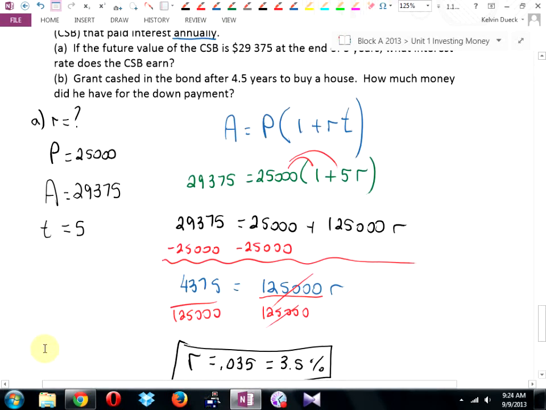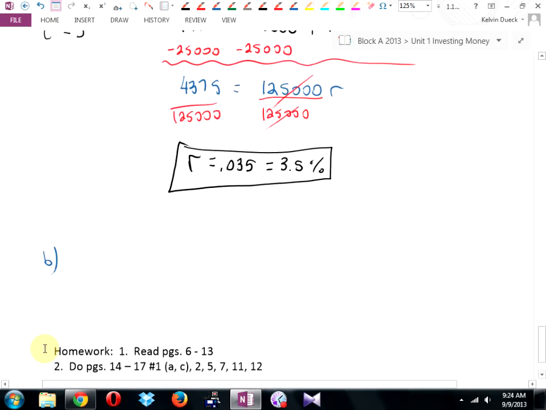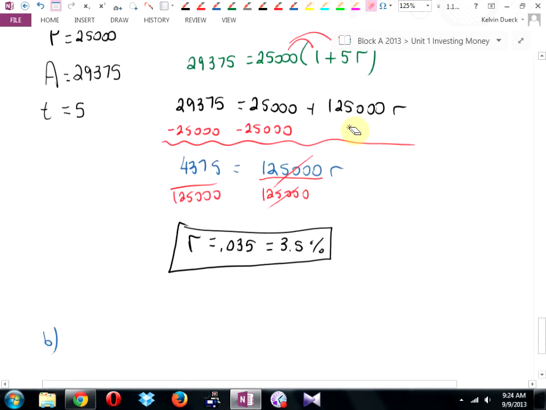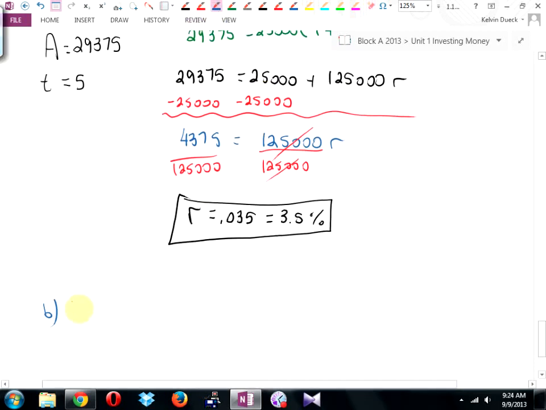So he cashed in the bond after 4.5 years to buy a house. Okay. Oh, and it wants us to, how much money did he have for the down payment? What are they asking me to find in part B? I think they're asking me to find the final amount. Because I think the principal is still $25,000. Now I know the interest rate. I figured it out from Part A is 3.5%, which is why I had to do Part A first. And the time is going to be 4.5. And I think it's just going to be final amount. I think. This is what they're asking me to find.